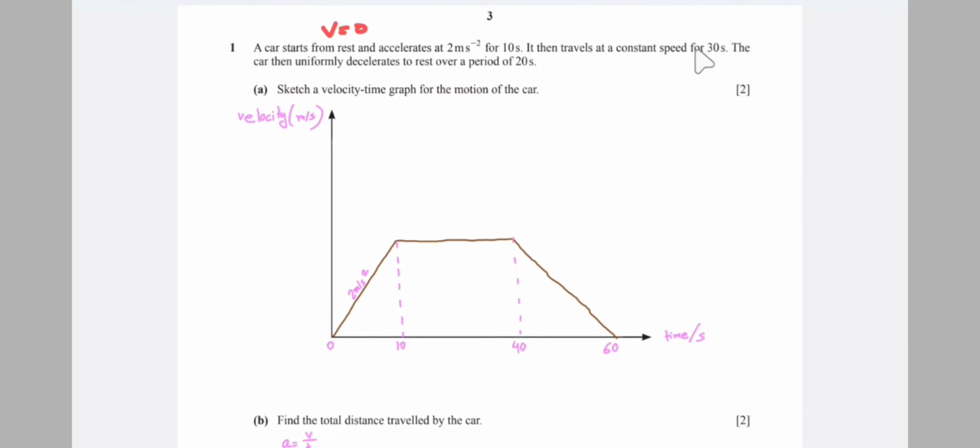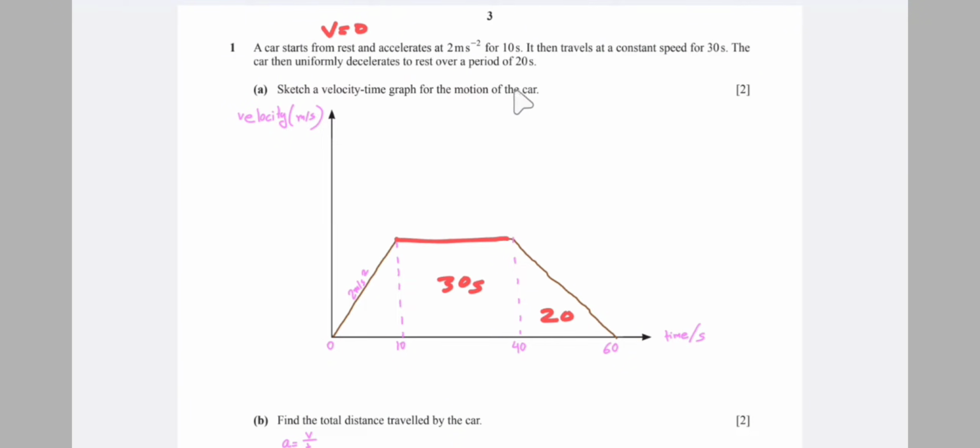It then travels at a constant speed for 30 seconds. The car then uniformly decelerates to rest over a period of 20 seconds.